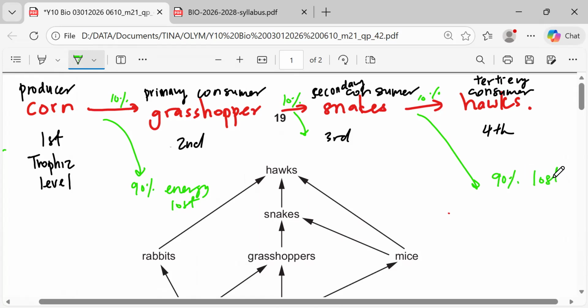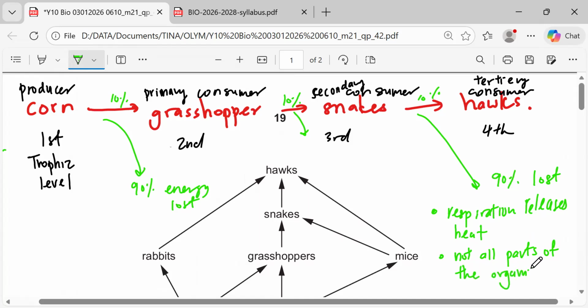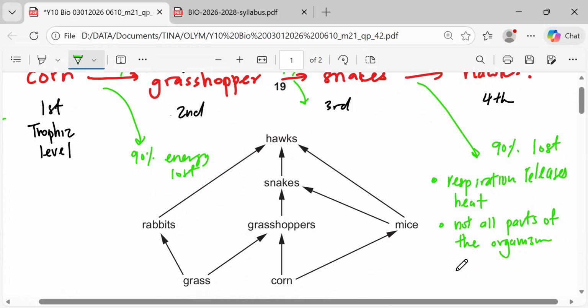Why is 90% lost? Because we use up energy for growth? No. Growth is what you eat. You eat the animal that's grown. So, respiration. Respiration releases heat. Is energy used to make the corn grow? Yeah. Is it used to make the roots of the corn? Yeah. But do you eat the roots? So how do you say that? Not all parts of the organism can be eaten or digested. Can you write this down?